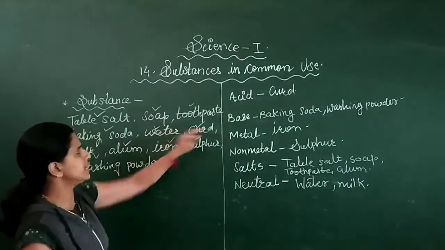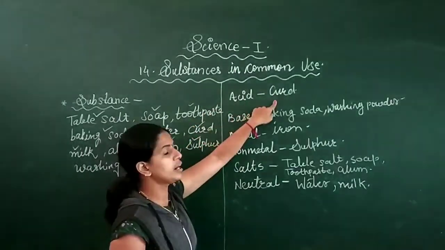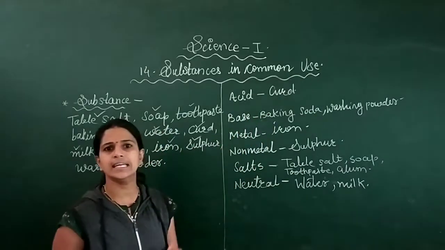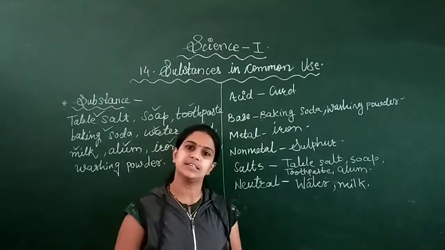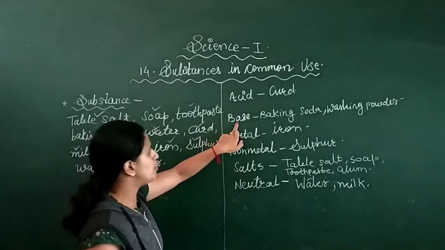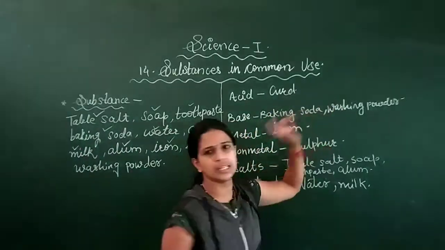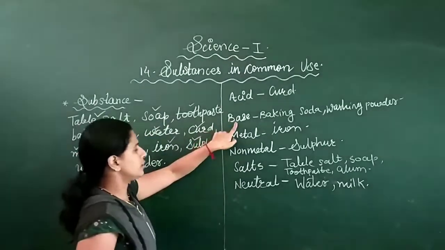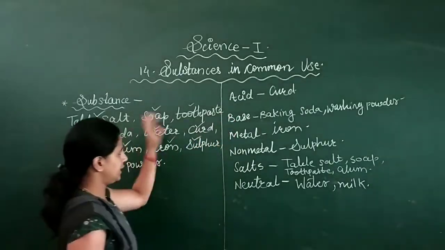Okay. Again we'll see, in acid they are having curd. Curd means dahi in Marathi. It is acidic in nature and in that lactic acid is present. Now the next is base. Baking soda and washing soda. These are the two substances which are present for the base category in these substances.